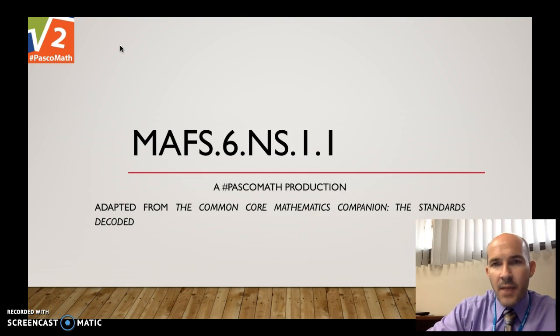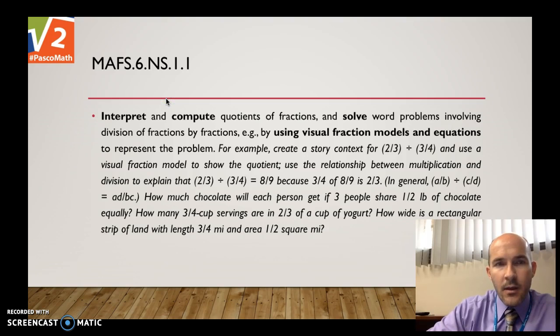6.NS.1.1, which is a major standard in 6th grade, Unit A. The standard says, interpret and compute quotients of fractions and solve word problems involving division of fractions by fractions using visual fraction models and equations to represent the problem.